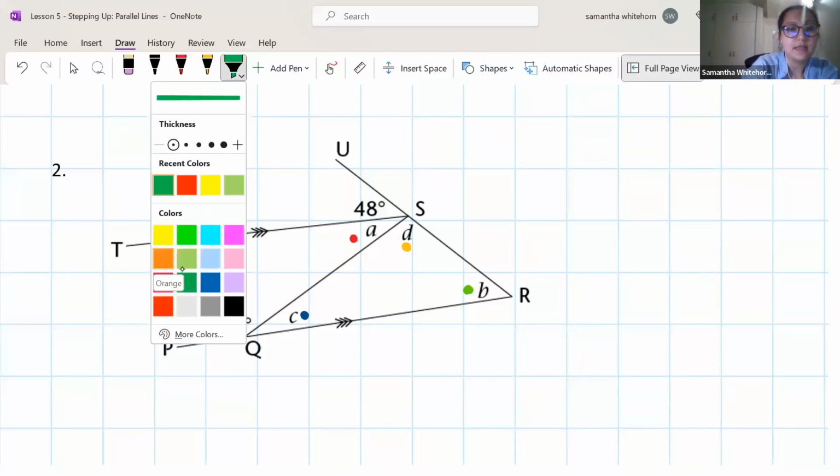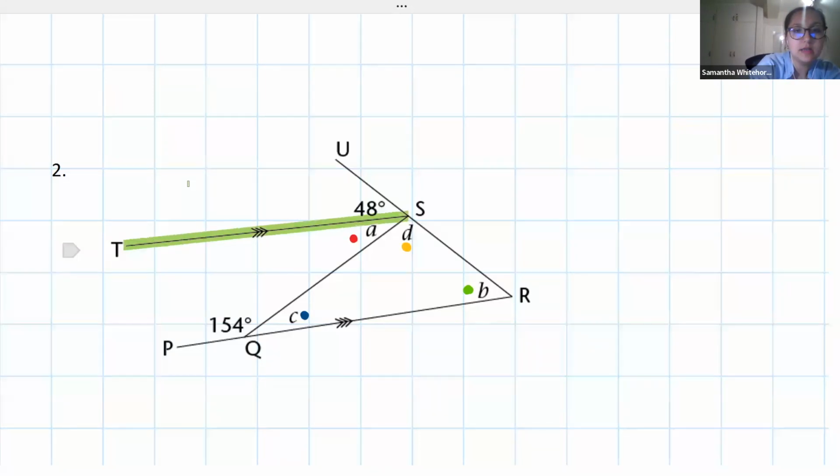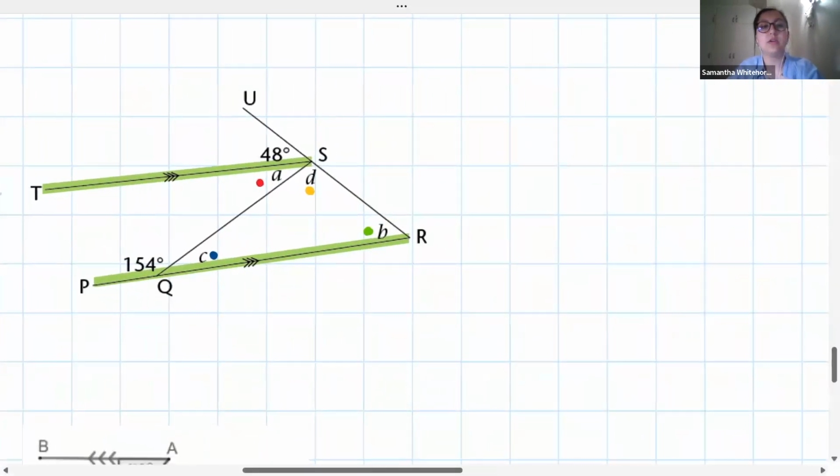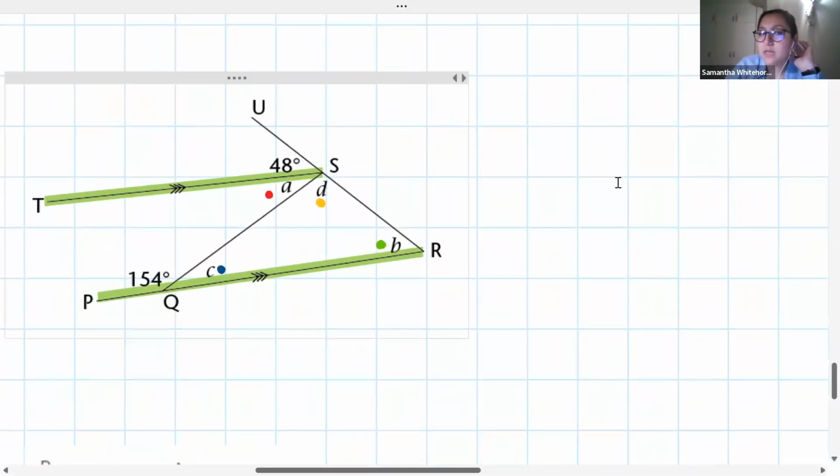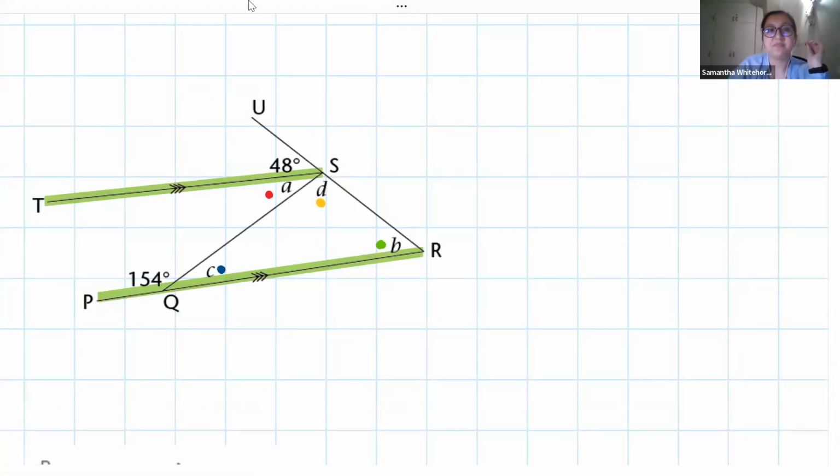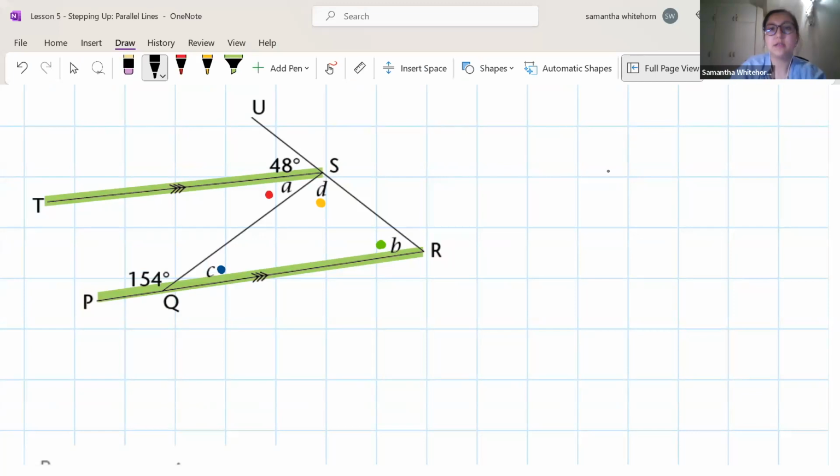And take note of the fact that your parallel lines here are TS and PR. Those are the parallel lines that you're working with. So I want the angles A, B, C, and D. I'm going to give you 5 minutes and then I'll go through it.